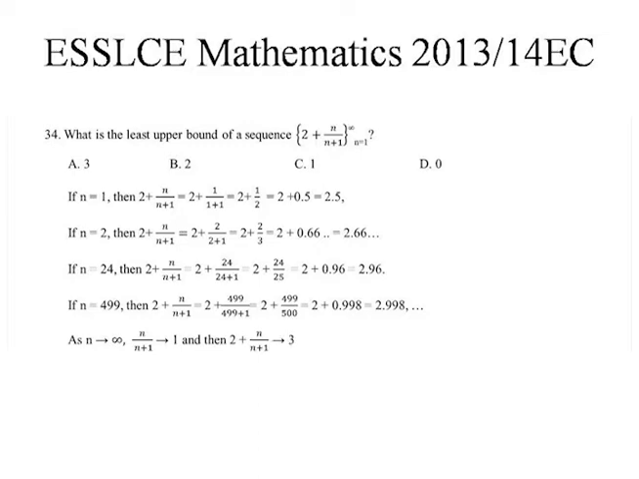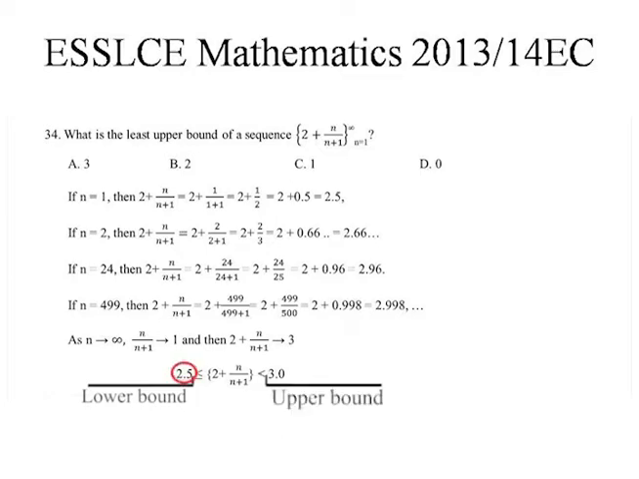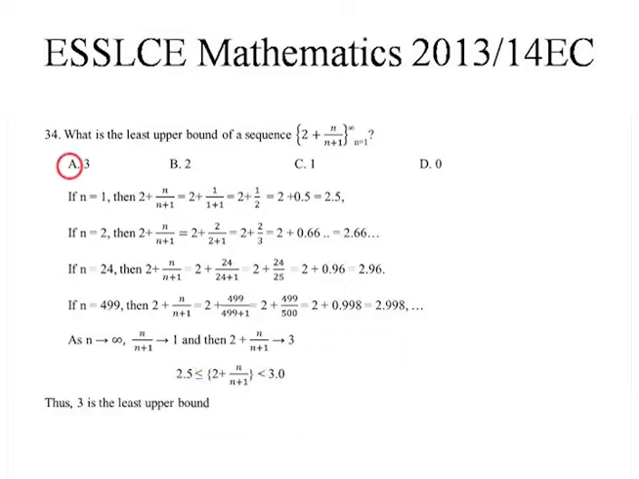Thus, this can be expressed as 2.5 less than or equal to the sequence 2 plus n over n plus 1, which is less than 3. Meaning, this sequence is bounded from the left by 2.5 and values less than 2.5, and from the right by 3 and values greater than 3. 2.5 is the greatest of the lower bounds, and it's called the greatest lower bound, and 3 is the smallest of the upper bounds, and is called the least upper bound. So the least upper bound of the given sequence is 3, thus choice A is the correct answer.